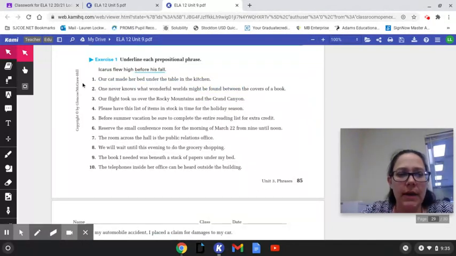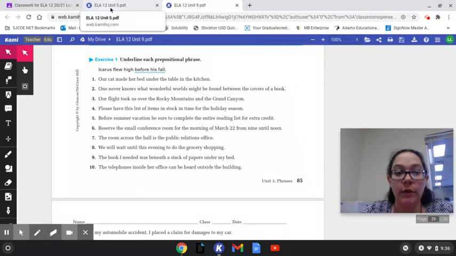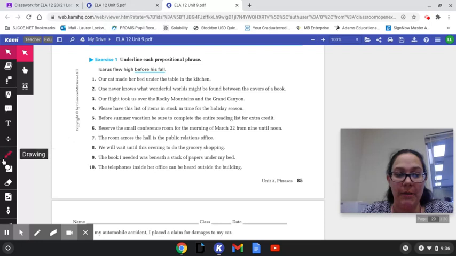Let's look at the exercise. And I will tell you, this lesson is made easier because I had to memorize the 20 most common prepositions when I was in school. So if you don't have the 20 most common prepositions memorized, then I would suggest either looking in your Unit 5 or you can look up common prepositions on the internet.